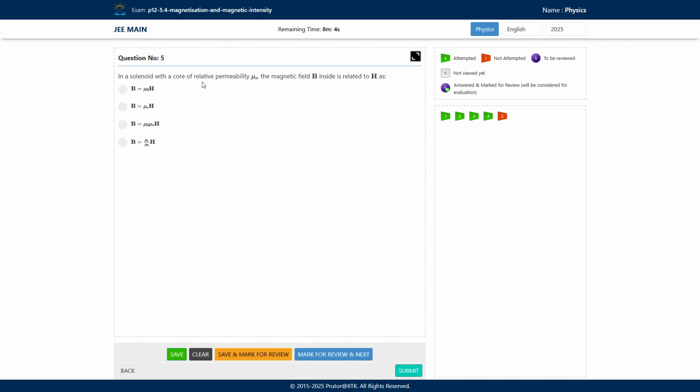In a solenoid with a core of relative permeability mu r, the magnetic field B inside is related to H as B equal to mu naught H, B equal to mu r H, B equal to mu naught mu r H, or B equal to mu r by mu naught H. So which option is correct? Yes, third option.